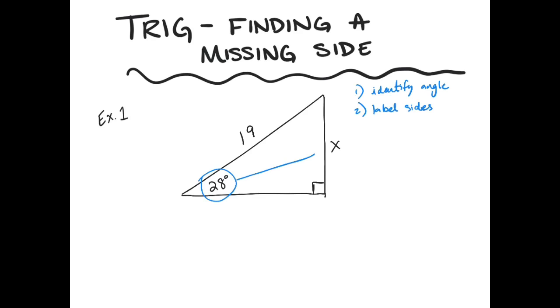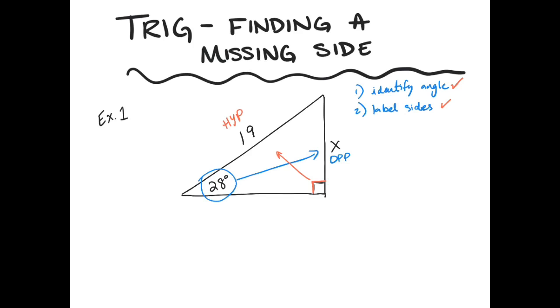So in relation to that 28-degree angle, that x would be the opposite side. It is opposite the 28-degree angle. Not adjacent, right? Opposite. And that 19, because the right angle points to it, that's my hypotenuse. All right? I know that my right angle points me to the hypotenuse. So my sides are labeled, my angle identified.